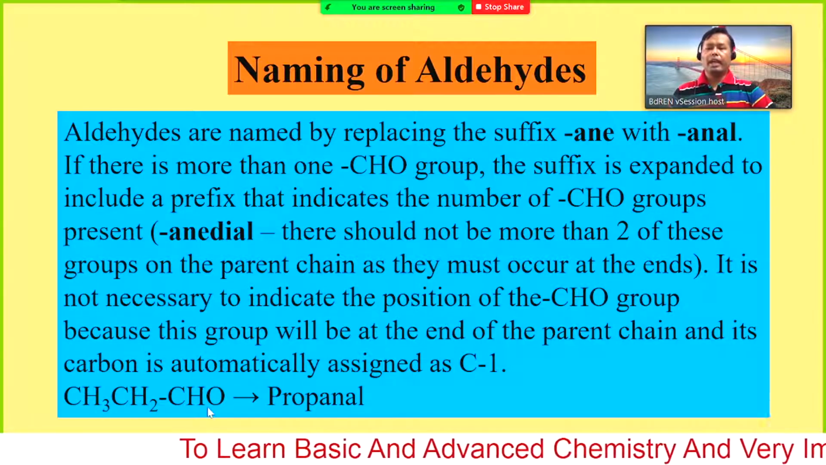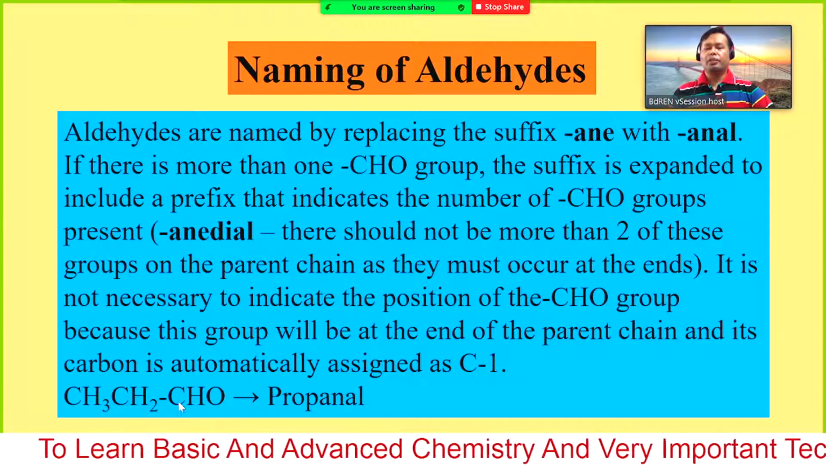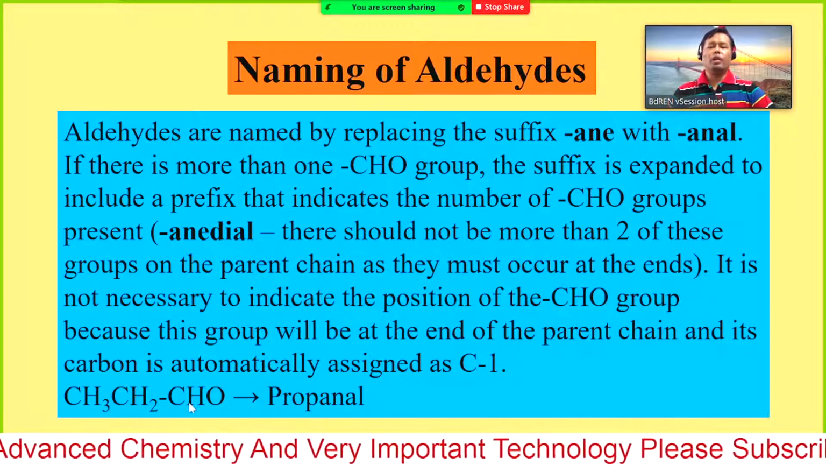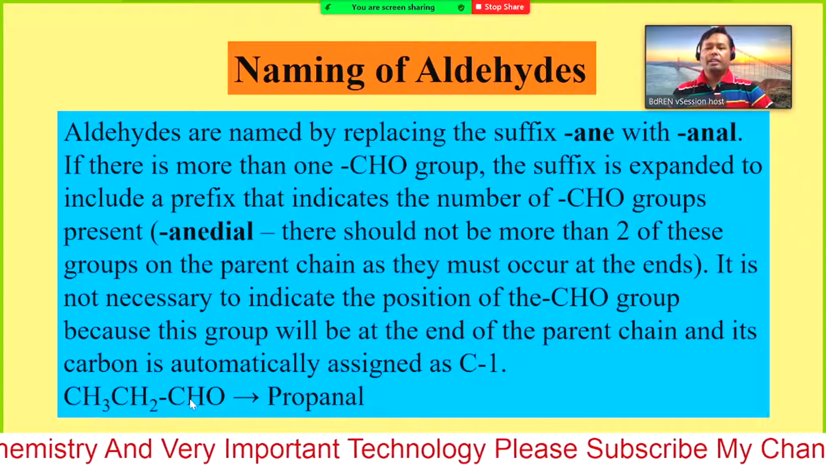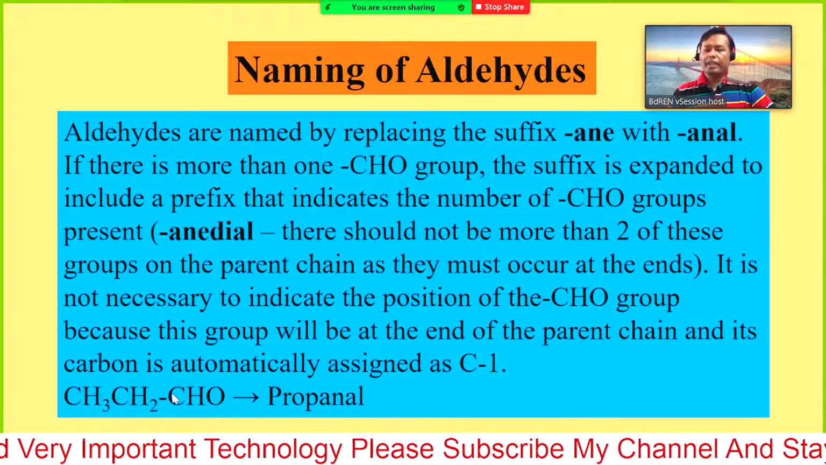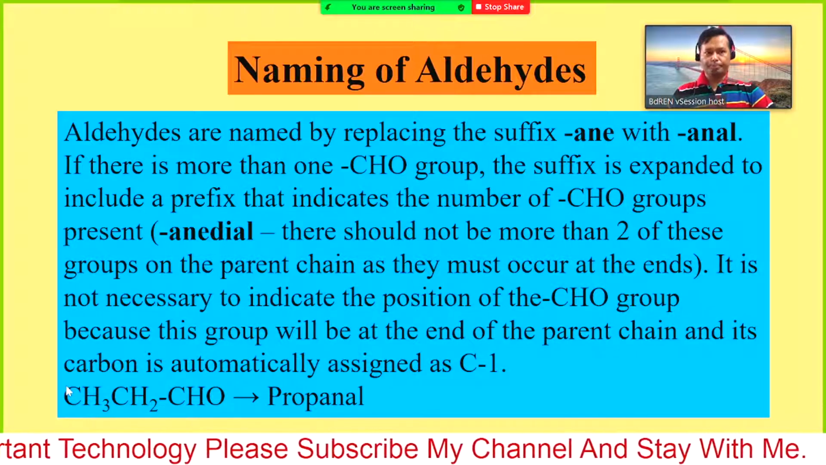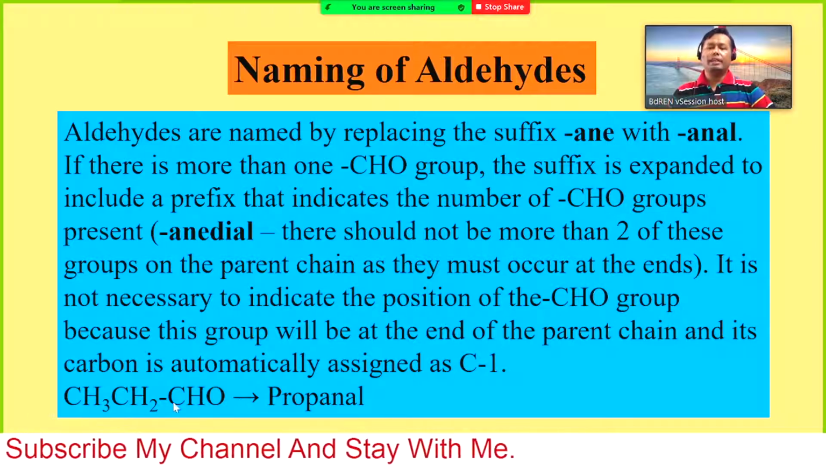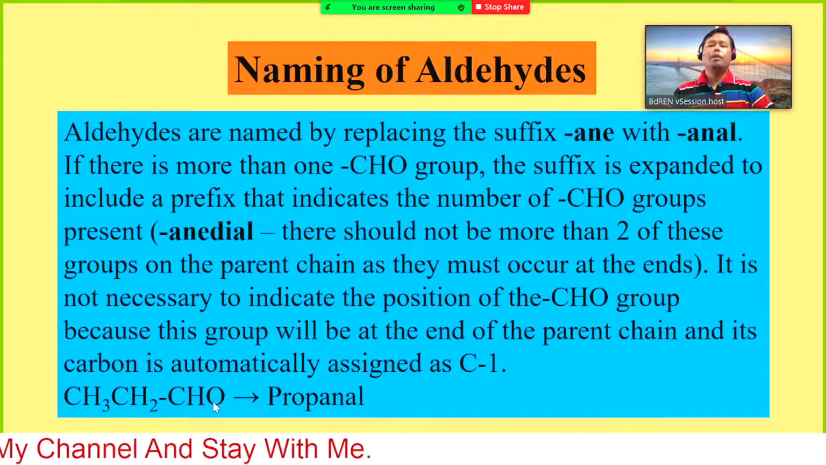So this can be named as CH3, CH2, CHO. This is propanal, because we have only one aldehyde group and the chain contains three carbons: 1, 2, 3. So it has three carbon atoms and we can write the name of this compound as propanal.